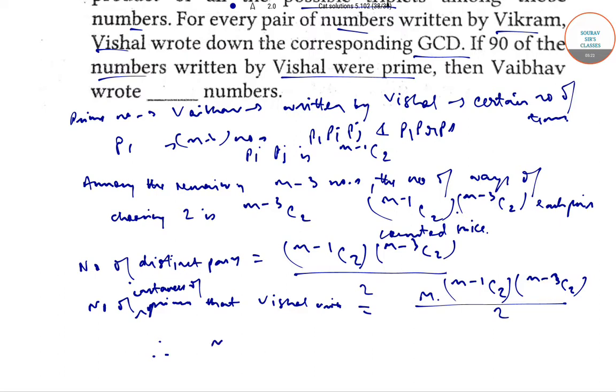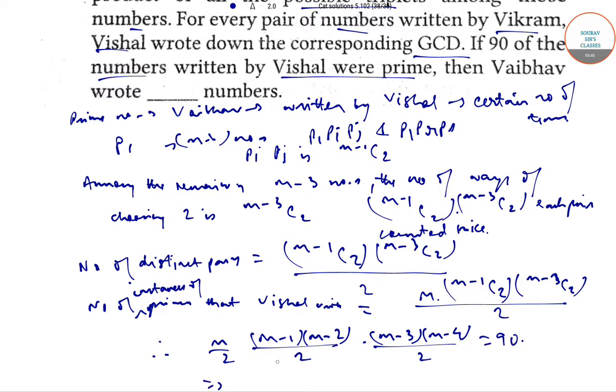Therefore, m by 2 into m minus 1, m minus 2 by 2 into m minus 3, m minus 4 by 2 is equal to 90. And so, on solving for m, we get m to be equal to 6. So, Vaibhav wrote 6 numbers.